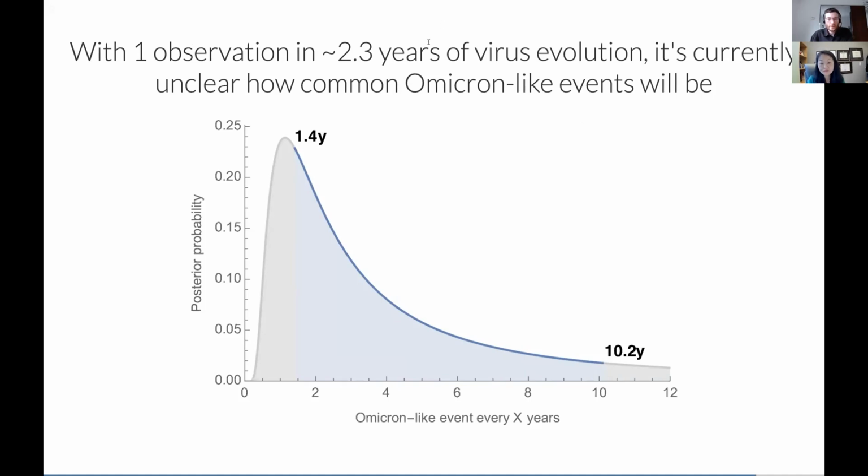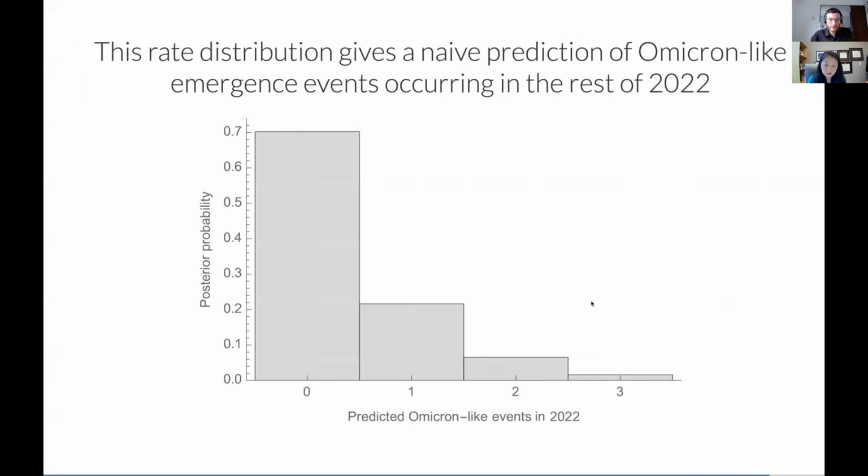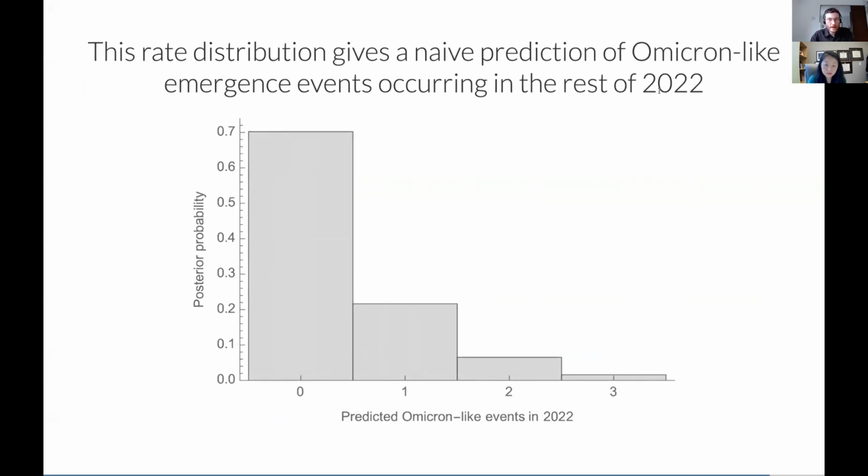So if you do a simple naive Bayesian calculation from this data point, we could get an 80% credible interval where, at the faster end, these Omicron-like emergence events would happen every year and a half. At the slower end, they might only happen every 10 years. They might be quite rare. And so when we project this forward for the rest of 2022, in this very naive fashion, we think it's quite likely, 70% chance, that we don't get another Omicron-like event in 2022, but still a decent chance of an Omicron-like event occurring.